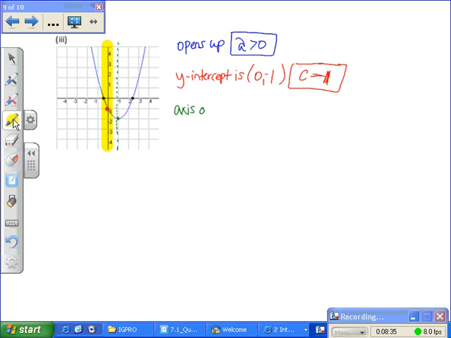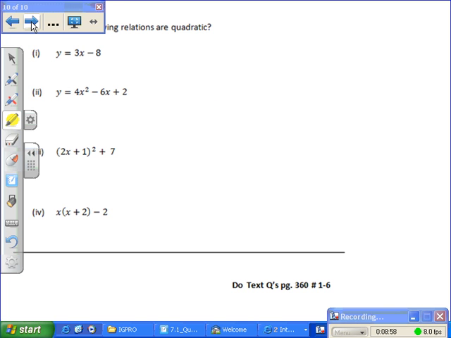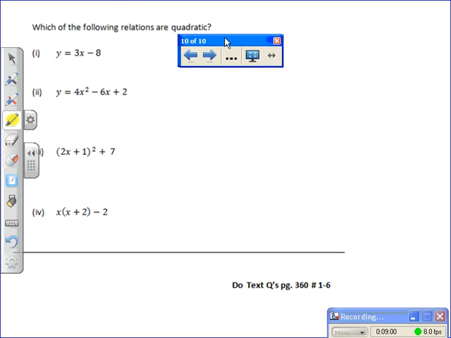So the equation of the axis of symmetry is x is equal to +1, just by looking at it. And there's 3 pieces of information I can get immediately, without even knowing what the equation for this parabola is.